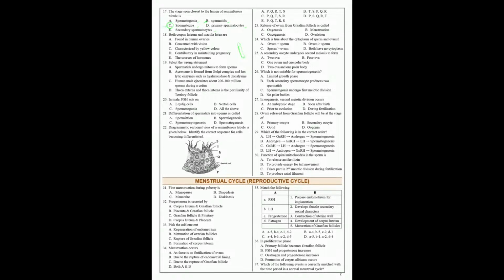All right. Both corpus luteum and macula lutea are characterized by yellow color. Corpus luteum is present in the ovary, and macula lutea is concerned with vision. Both are characterized by yellow color, because lutea and luteum mean yellowish.